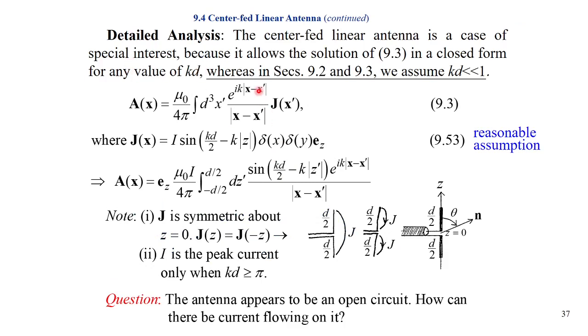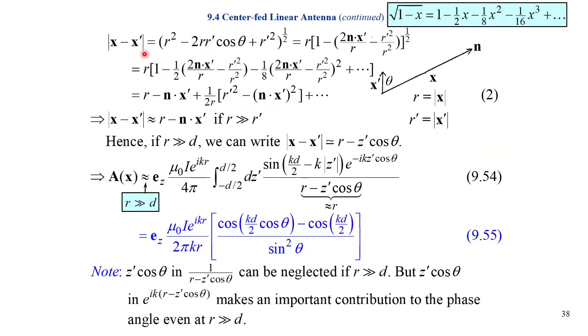Go back to this one. Next step, we can consider this one and this one. This one can be rewritten into r squared minus r prime cosine theta. R is the absolute value of x, r prime is the absolute value of x prime, and theta is the angle between x prime and x.